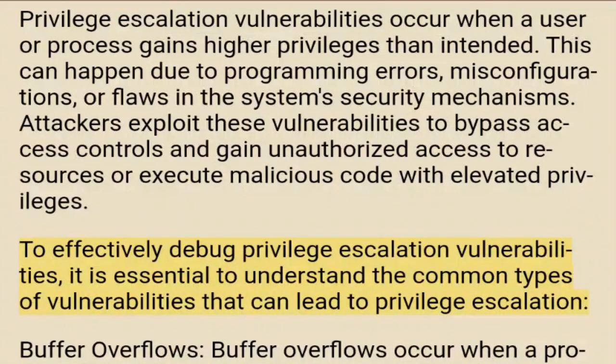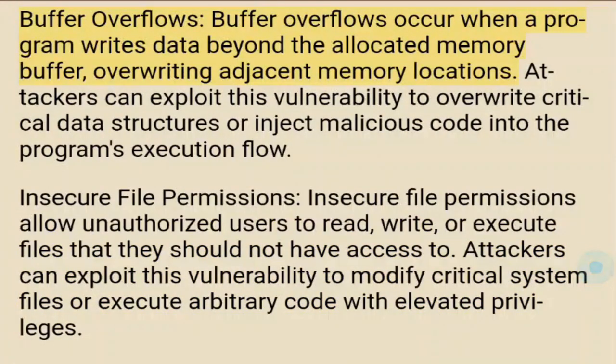To effectively debug privilege escalation vulnerabilities, it is essential to understand the common types of vulnerabilities that can lead to privilege escalation. Buffer overflows. Buffer overflows occur when a program writes data beyond the allocated memory buffer, overwriting adjacent memory locations. Attackers can exploit this vulnerability to overwrite critical data structures or inject malicious code into the program's execution flow. Insecure file permissions. Insecure file permissions allow unauthorized users to read, write, or execute files that they should not have access to.